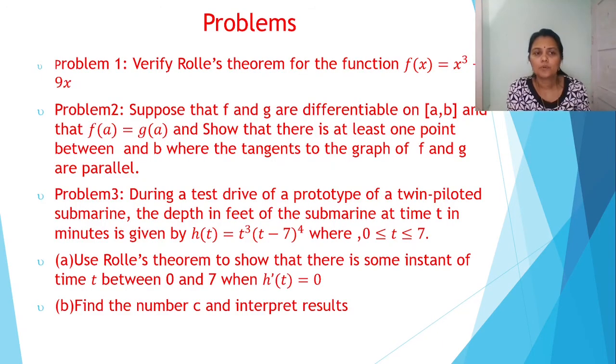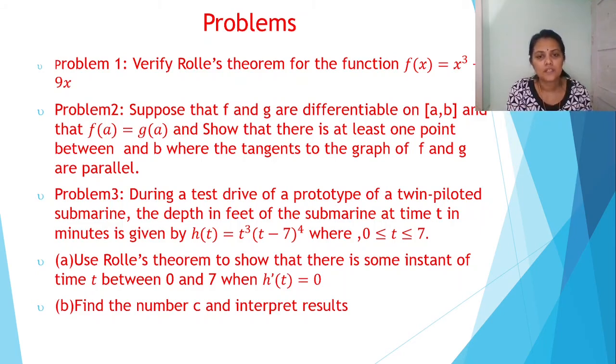Now the third problem. During a test drive of a prototype of a twin piloted submarine, the depth in feet of the submarine at time t in minutes is given by h of t equal to t cube into (t minus 7) all raised to 4, where 0 less than or equal to t less than or equal to 7. Use Rolle's theorem to show that there is some instant of time t between 0 and 7 where h dash t equal to 0. Find the number c and interpret the result.